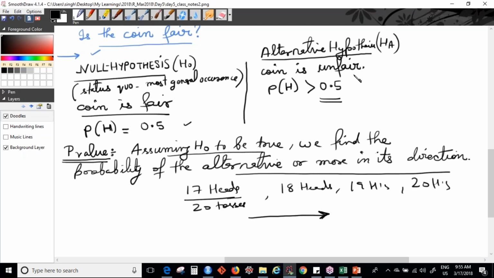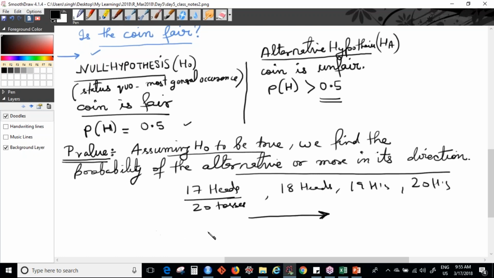So assuming my null to be true, we find the probability of the alternative or more in its direction. Now we have understood the direction of alternative: getting more and more heads. Not below 17. Below 17, if you count, that will be opposite to the direction of alternative. If you get 15 heads or 14 heads, that is towards the direction of null hypothesis, not alternative hypothesis.